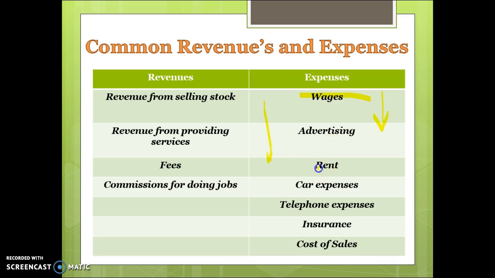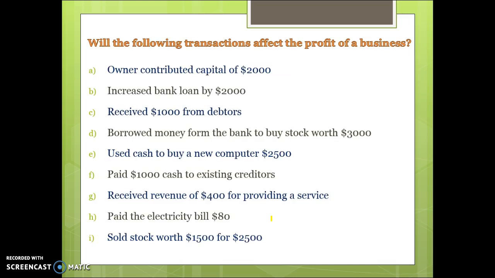When you pay rent, when you pay any expenses on your car, any telephone expenses, insurance, etc., will all lead to having less cash, but won't affect your liabilities, so they're all examples of expenditure. Okay, so if we look at examples, which one will affect the profit? So which one's a revenue or expenditure?